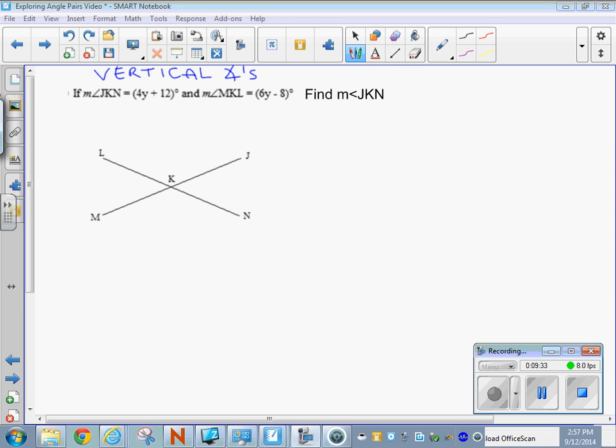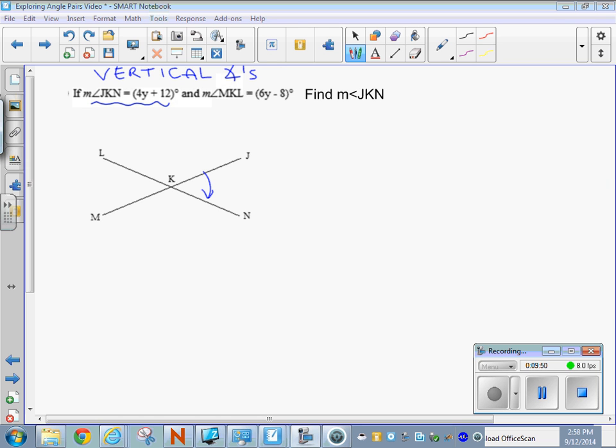All right, so right at the top of your vocabulary, vertical angles. This is a vertical angles kind of problem. So when you're practicing in class, you can quickly identify, hey, this is a vertical angles problem. Go find your sample problem so you can see how you did it. Let's set up the equation.